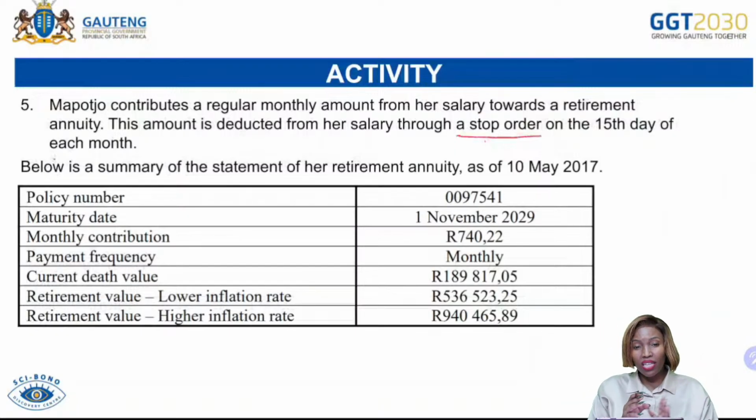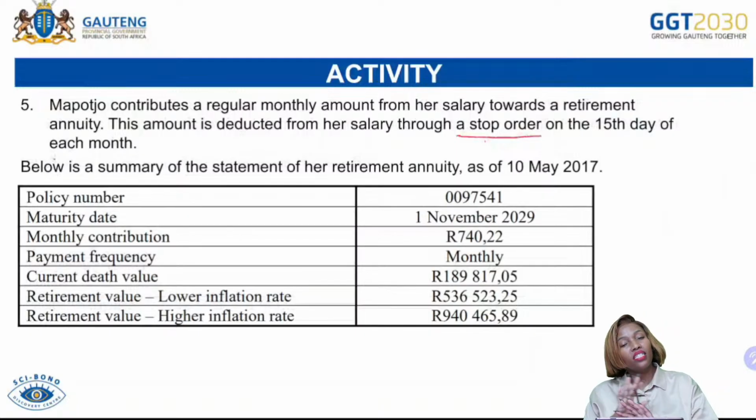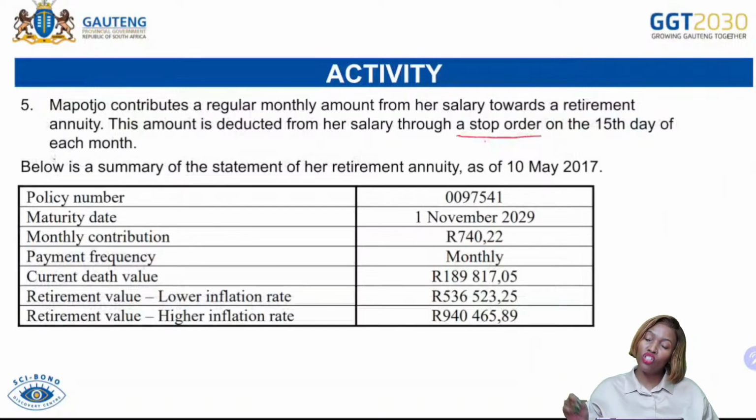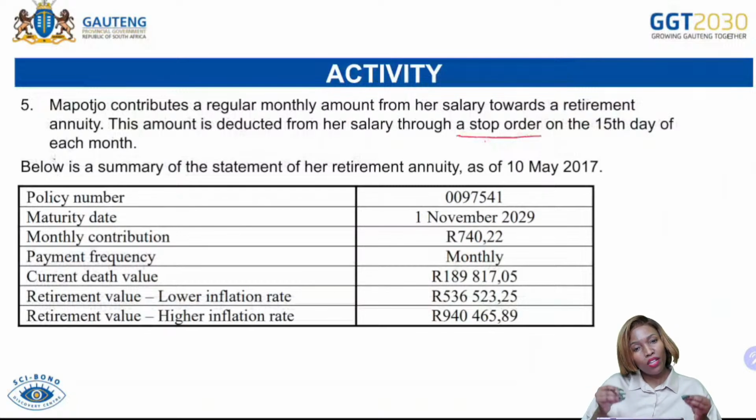That is the difference. So with a debit order, you are able to query it and reverse it and take your money back. But with a stop order, once the money has been taken out, it is gone. You cannot query it. So that is the difference. With a stop order, you give permission for the money to be deducted from your pay slip. With a debit order, you give permission for the money to be deducted from your bank statement. The other one focuses on your bank statement. The other one focuses on your pay slip.